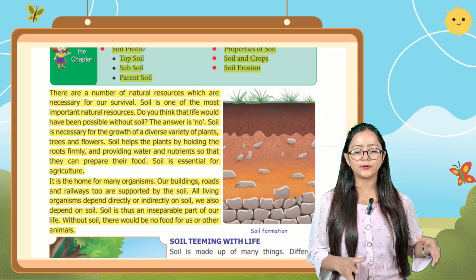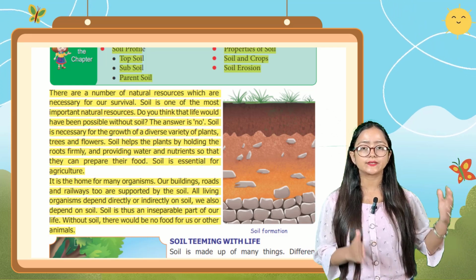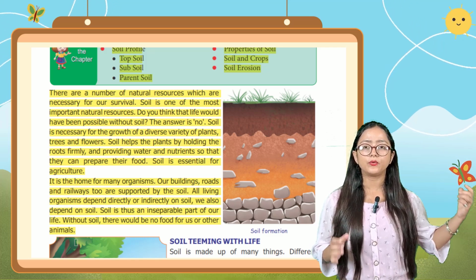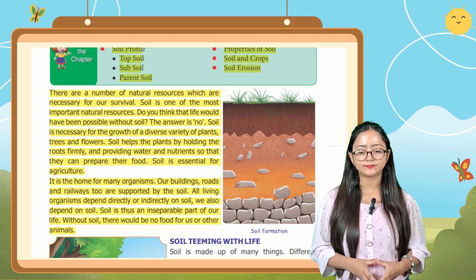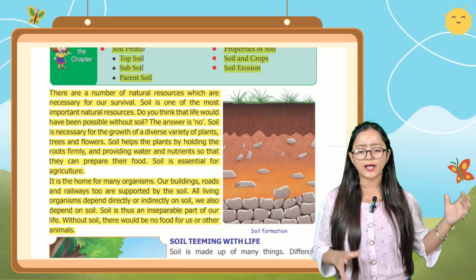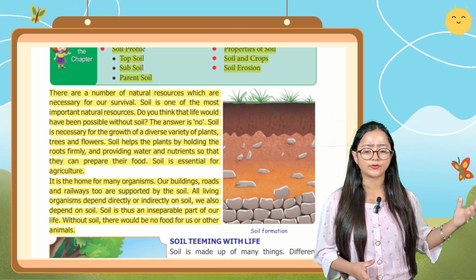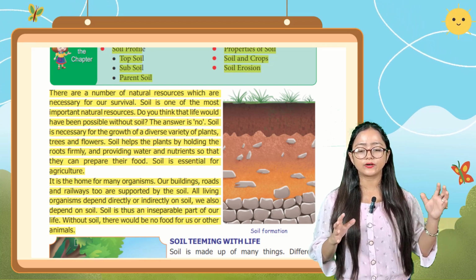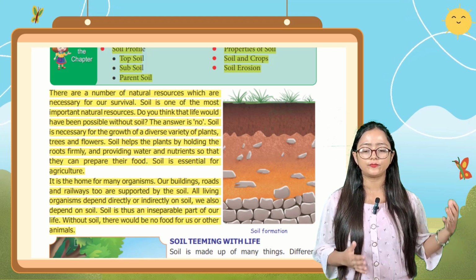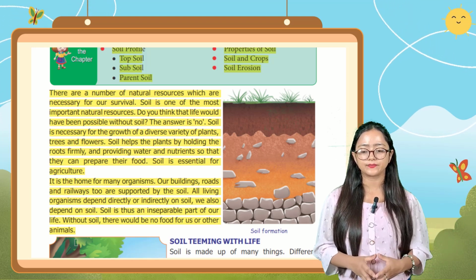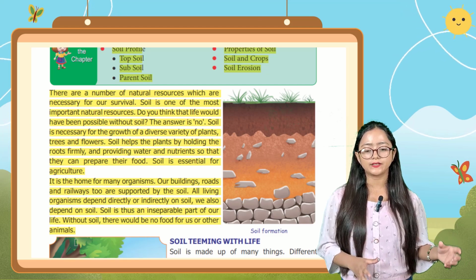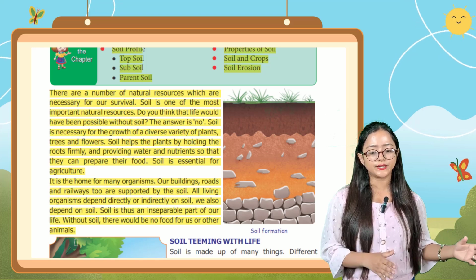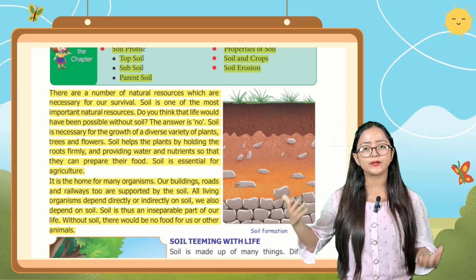there are a number of natural resources which are necessary for our survival. Soil is one of the most important natural resource. Do you think that life would have been possible without soil? The answer is no. Soil is necessary for the growth of a diverse variety of plants, trees, and flowers. Soil helps the plants by holding the roots firmly and providing water and nutrients so that they can prepare their food.